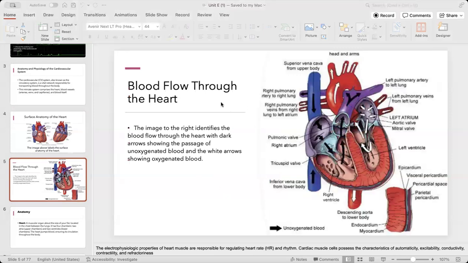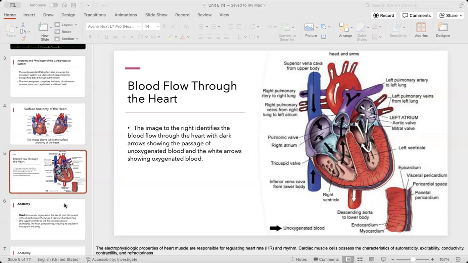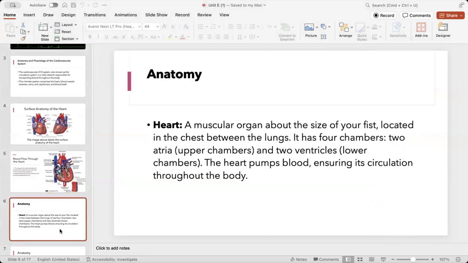Make sure that you understand blood is coming into the heart from the superior and inferior vena cava into the right atrium. It travels through the valve into the right ventricle, up through the pulmonary artery to the lungs, where our gas exchange occurs, back through the pulmonary vein to the left atrium, to the left ventricle, where it's pumped out to the body through the aorta. So it's really important, if we're going to talk about all of these disease processes, to know the structures and how the blood actually flows through the heart.